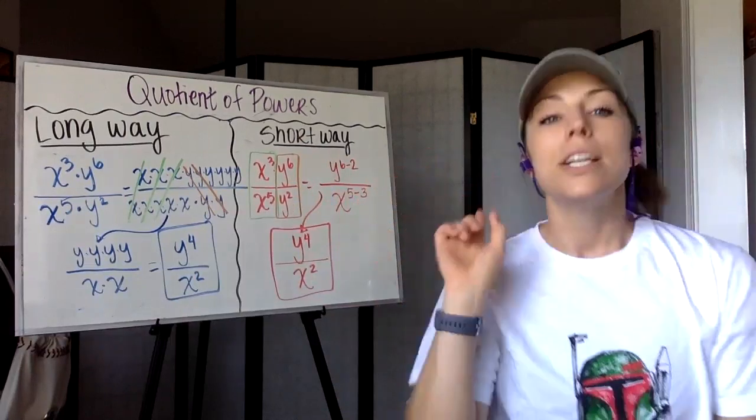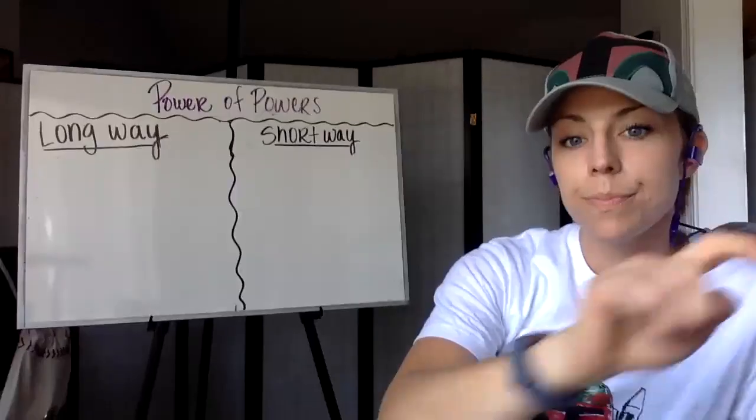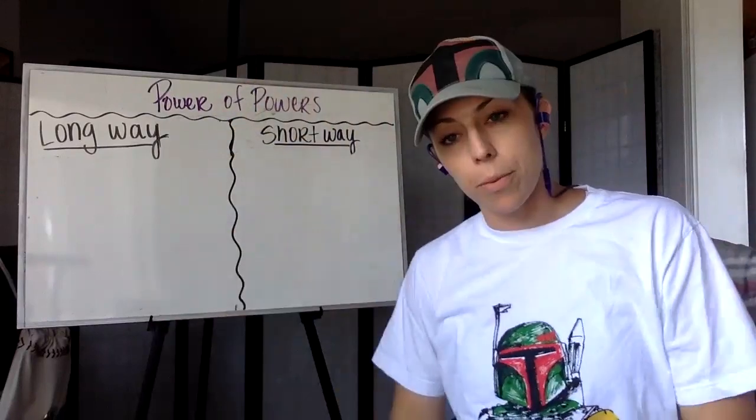All right, 2 down, 3 to go. Yes, 2 plus 3 is 5. 2 down, 3 to go. The next one's going to be power of powers. Okay, power of powers. So again, the property is telling you what we're looking at.